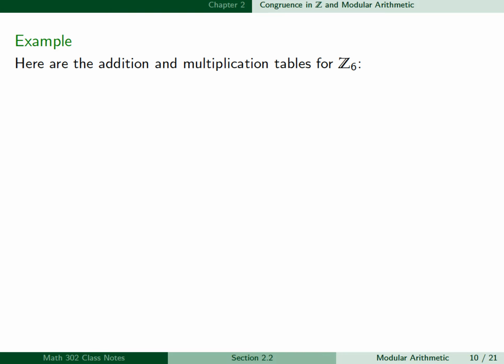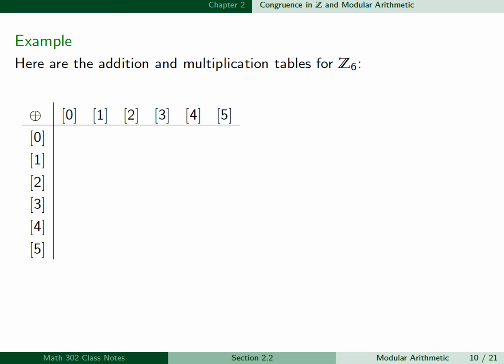And then we can also look at the addition and multiplication tables for Z6. So we have our elements, the class of 0, class of 1, class of 2, class of 3, class of 4, and class of 5. And then just filling in the entries. These are relatively straightforward.